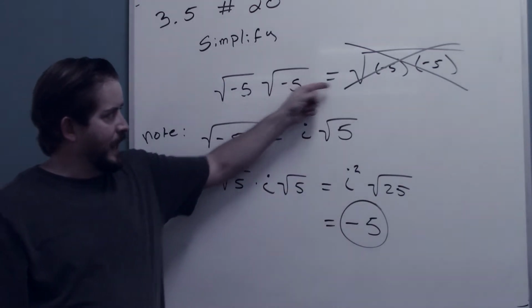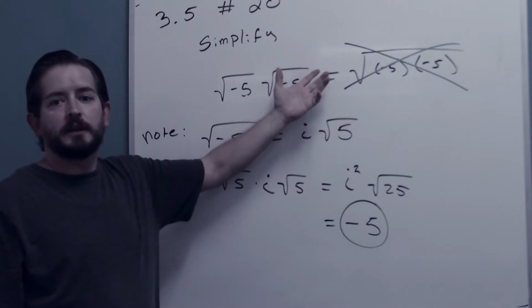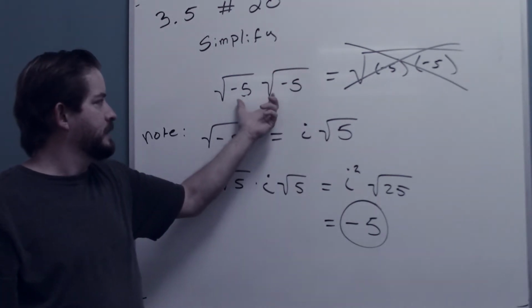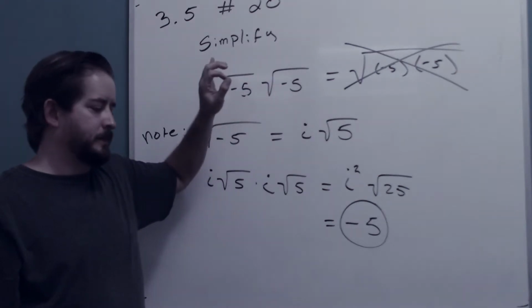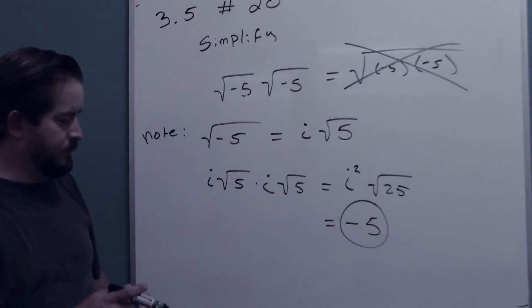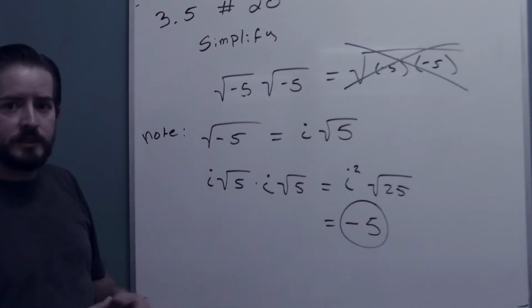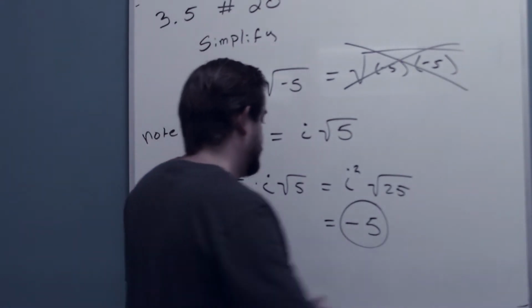But again, we can't go down this road because this is not a valid property. You can't multiply these two things inside a square root if they aren't rational numbers or real numbers to begin with. Right? All right. That was the only question on 3.5. So let's look at 3.7.